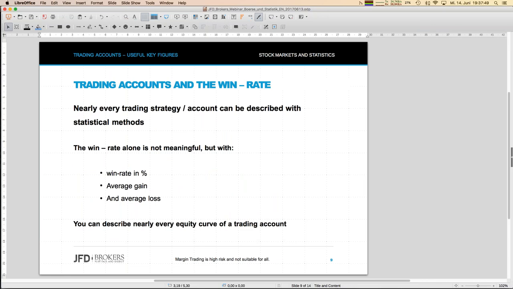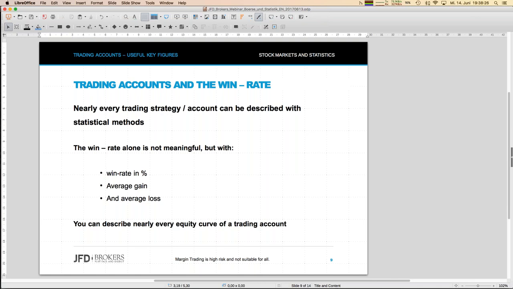I mentioned that there's another topic directly related to trading and statistics, and that is the trading account itself. So normally we talk, for example, about win rate within a trading account being one of the key figures a lot of people like. But also here I want to open your mind that win rate itself doesn't tell anything. We need additional two numbers in order that win rate is really telling a story.